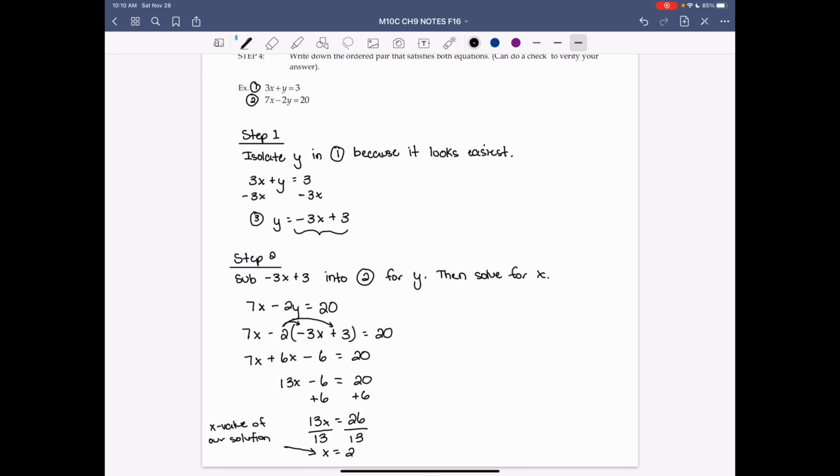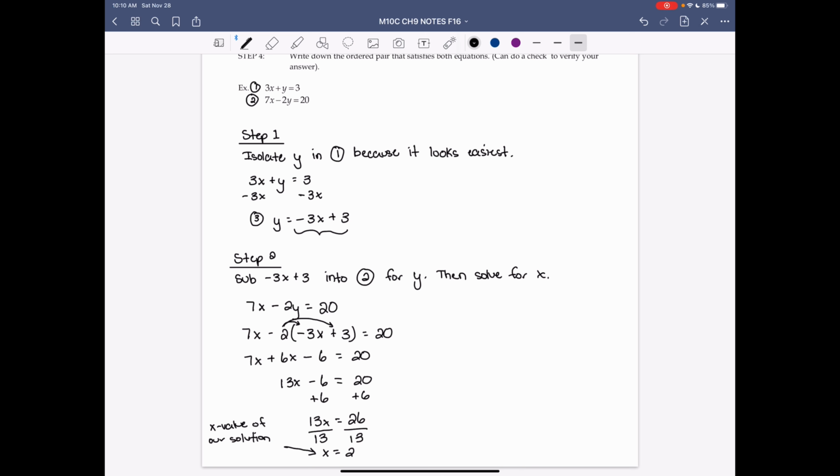Step 3, sub 2 into 1 or 2 or 3 for x and solve for y. So any of those three equations, the easiest ones are 1 or 3. There's just less calculations to do. For 3, the y is already isolated, so that would be the easiest.